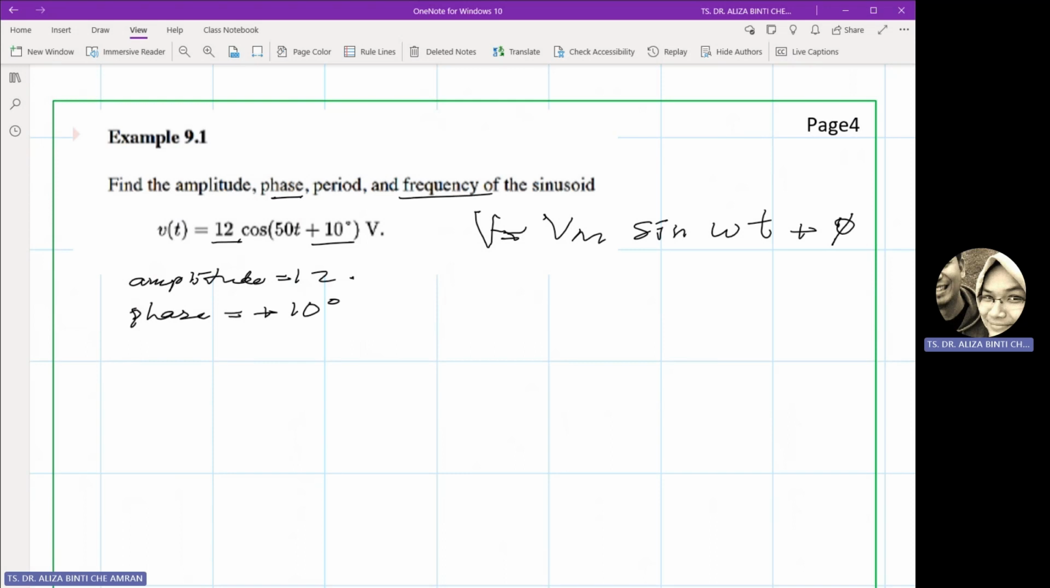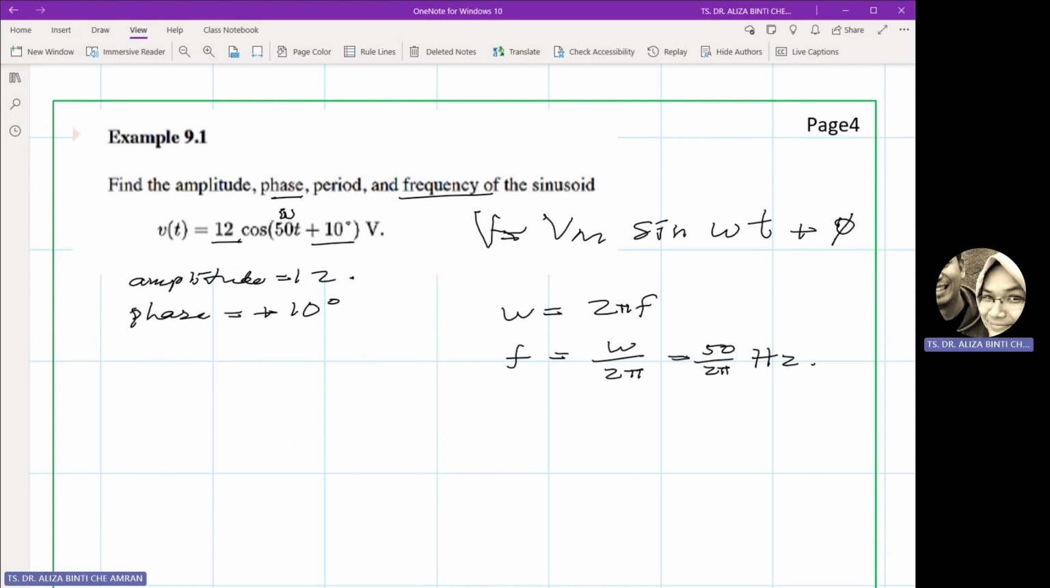And then how about the frequency? How to find the frequency? First, you know that this 50 is your omega. Omega is 2 pi f. Can you rearrange to find the frequency? Yes. Find the frequency by taking omega over 2 pi. The value of omega is 50, over 2 pi. Taking pi as 3.1415, you can calculate the value, or you can also leave it as this.